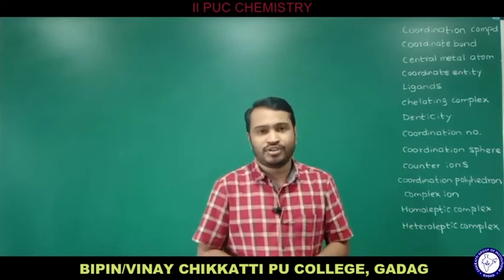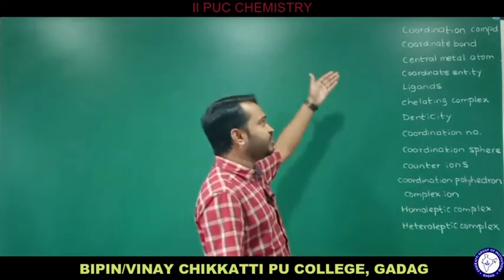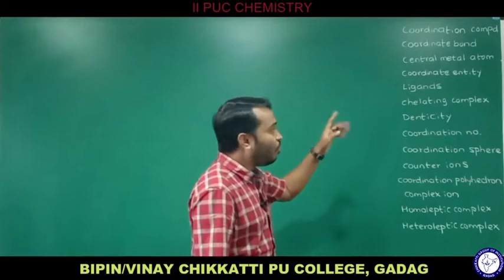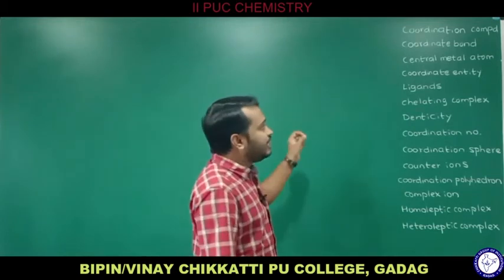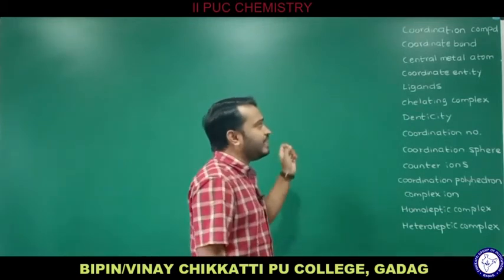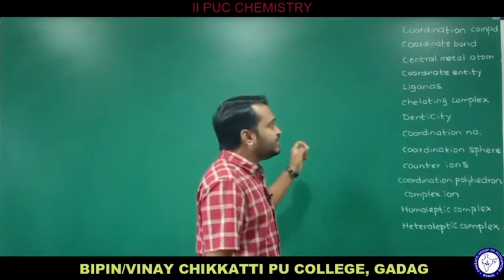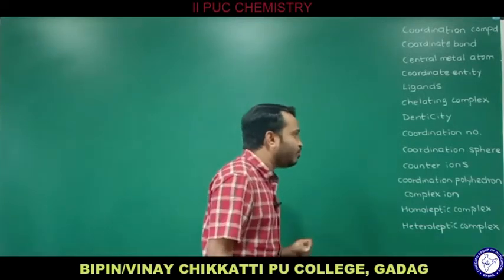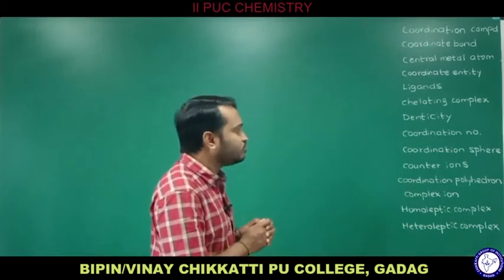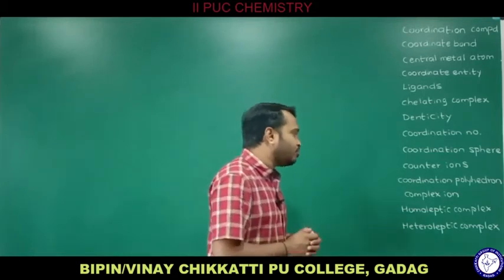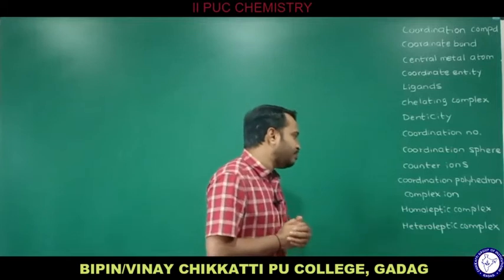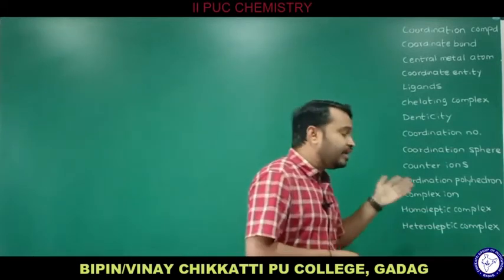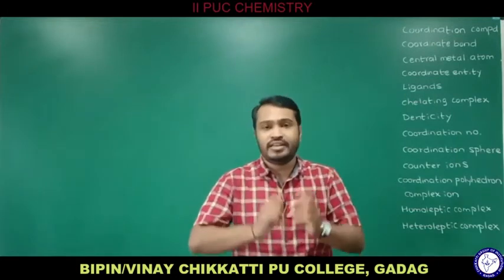And what are these fundamental terms? I have listed them over here. We learn coordination compound meaning, coordinate bond, central metal atom, coordination entity, ligands, chelating complex, denticity, coordination number, coordination sphere, counter ions, coordination polyhedron, complex ion, homoleptic complex and heteroleptic complex. So all these are the terminologies used in coordination compounds.